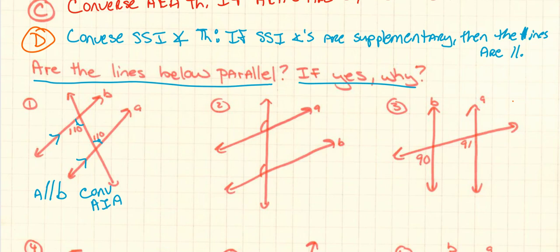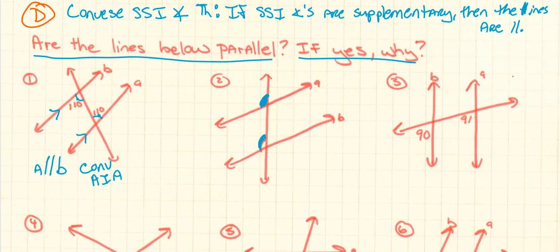Let's look at the next one, number 2. For number 2, there's no numbers here. But these two corresponding angles are marked congruent. So as long as the corresponding angles are congruent, that's enough for us to conclude that the lines are parallel. So for 2, it's going to be A is parallel to B, and it's going to be converse corresponding.